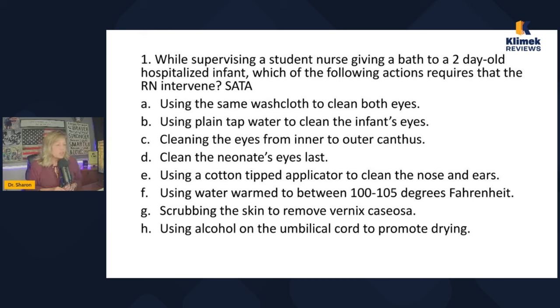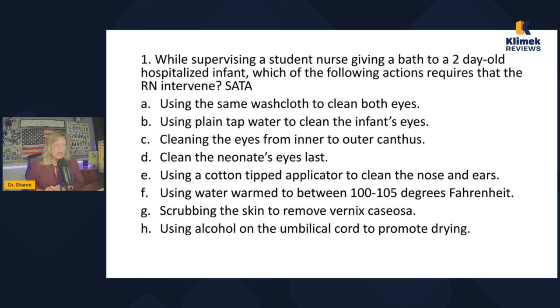Using the same washcloth to clean both eyes for a two-day-old infant. Not for a two-day-old infant. If they were a six-month-old child, I'd be okay with that. But not a two-day-old infant. We don't want to spread anything around. So we need to use a different washcloth for each eye for a two-day-old. So that's wrong.